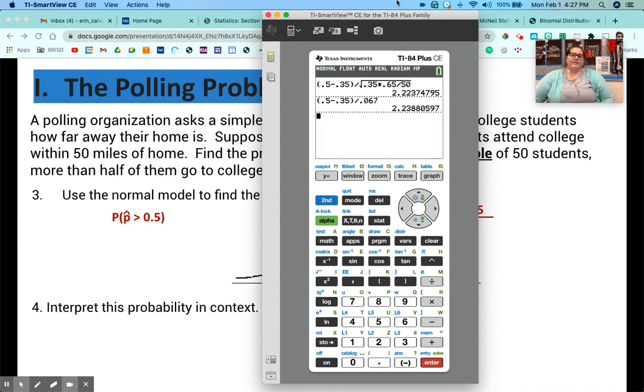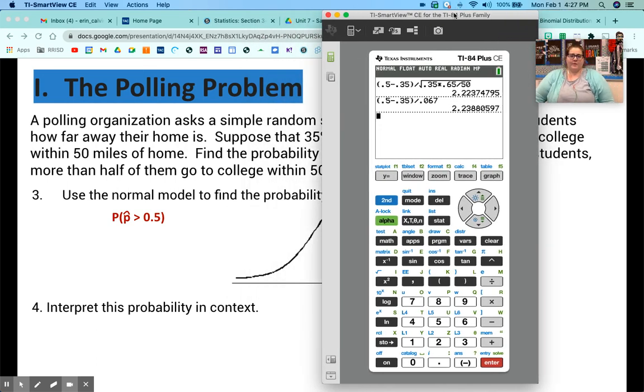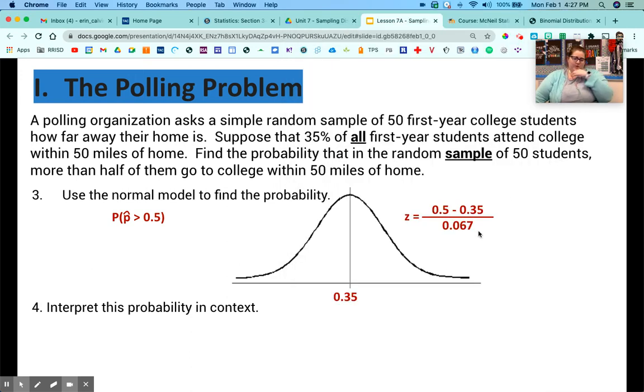It's not a huge amount different, so it's not the end of the world, and it would still be correct on an AP exam as long as you're showing your work like always. But that is just a quick little side note.